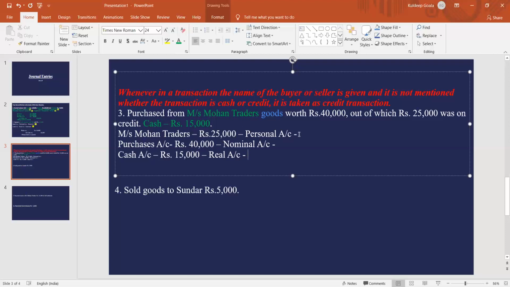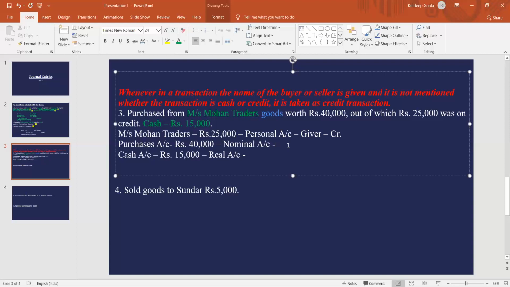Now one by one. What is written about Mohan Traders? Mohan Traders is a personal account, and now we will find out what the rule is. Debit the receiver, credit the giver. This is the rule for personal account, isn't it? So debit the receiver, and credit the giver. So Mohan Traders, is he a receiver or giver? He is a giver, right? So the giver will be credit. Very good. So Messrs. Mohan Traders will be credit.